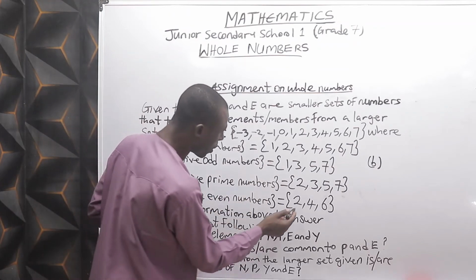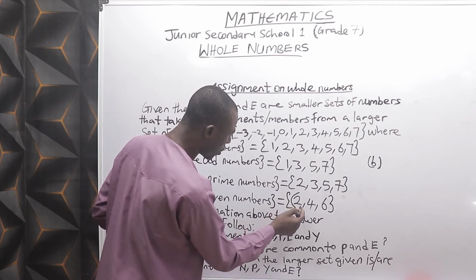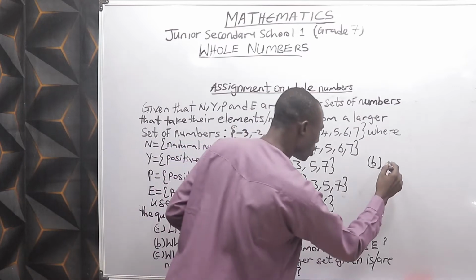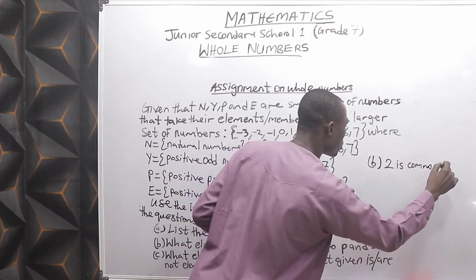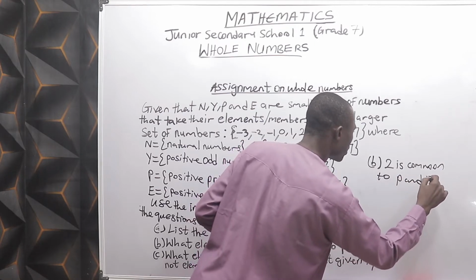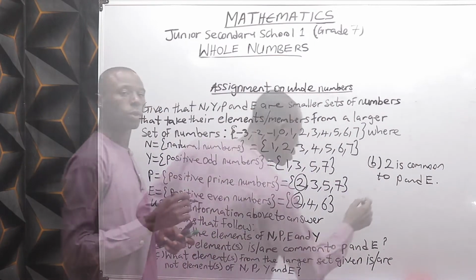We have only one element. 2 is common to them. 2 is here, 2 is here. So we write 2 is common to P and E. That is the answer.